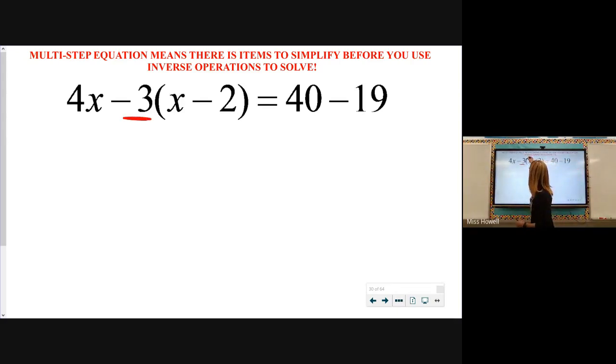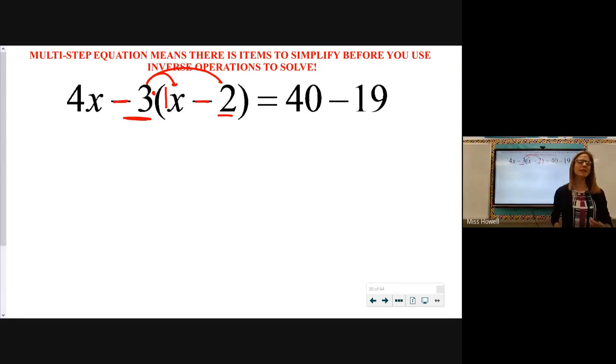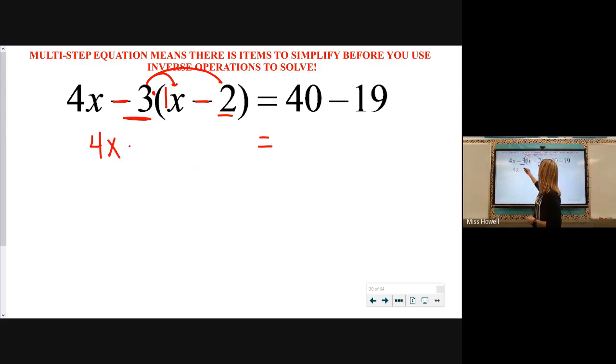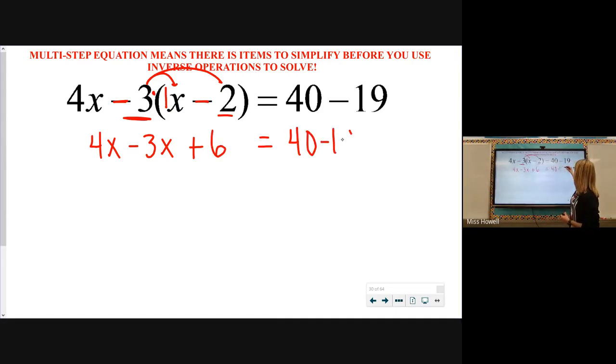We have this negative 3 times that has to get shared to the 1x and the negative 2. Careful, this is negative 3 that's getting shared. Everything else is coming down unchanged because nothing else needs to be rewritten due to expanding using the distributive property. So we still have this 4x. Negative 3 times 1x will give us a minus 3x. Negative 3 times negative 2 would give us a plus 6. And then we still have our 40 minus 19. All right, our expanding using the distributive property step is done.